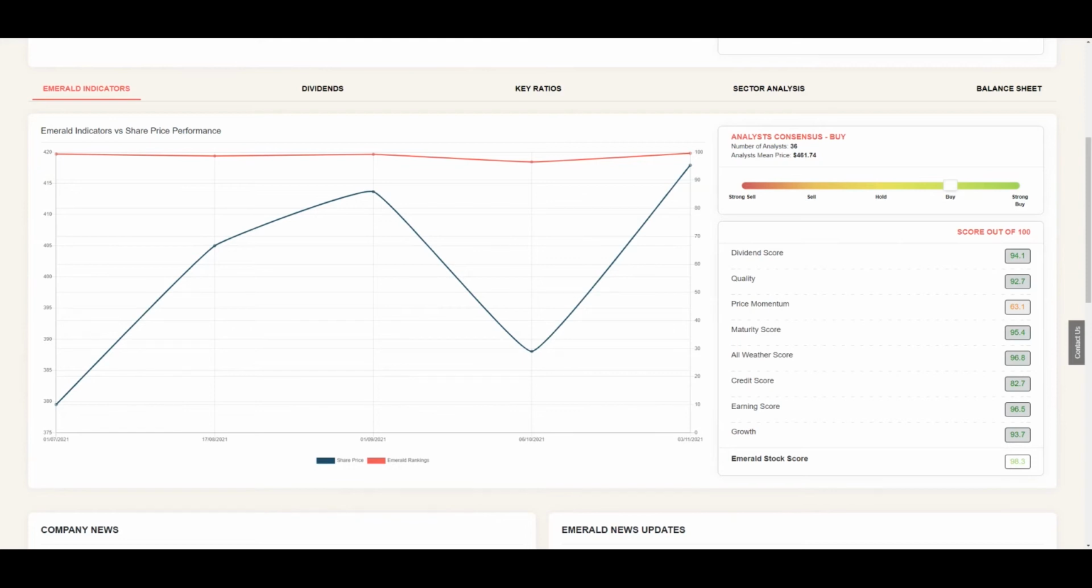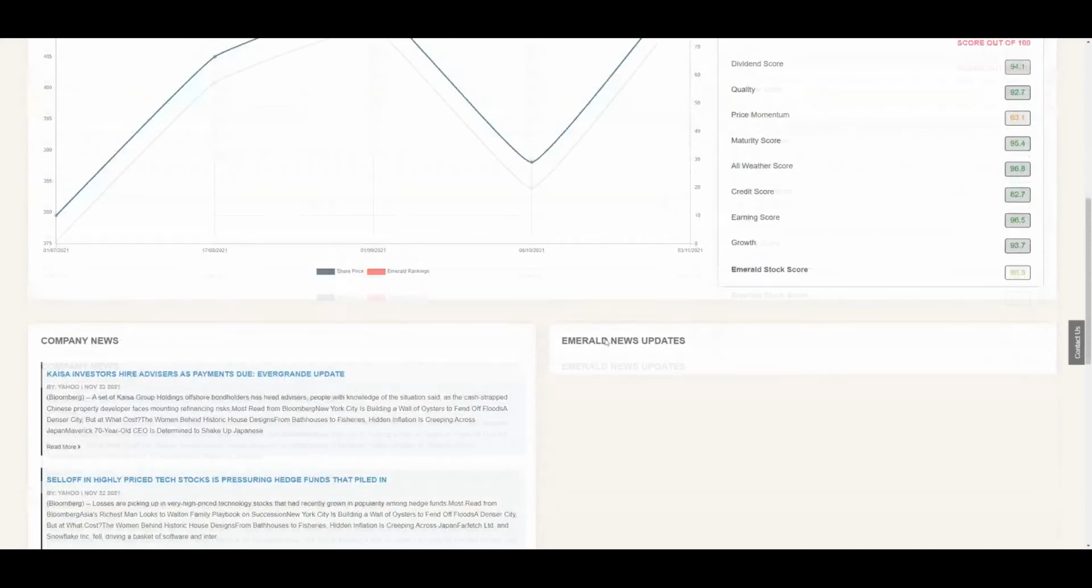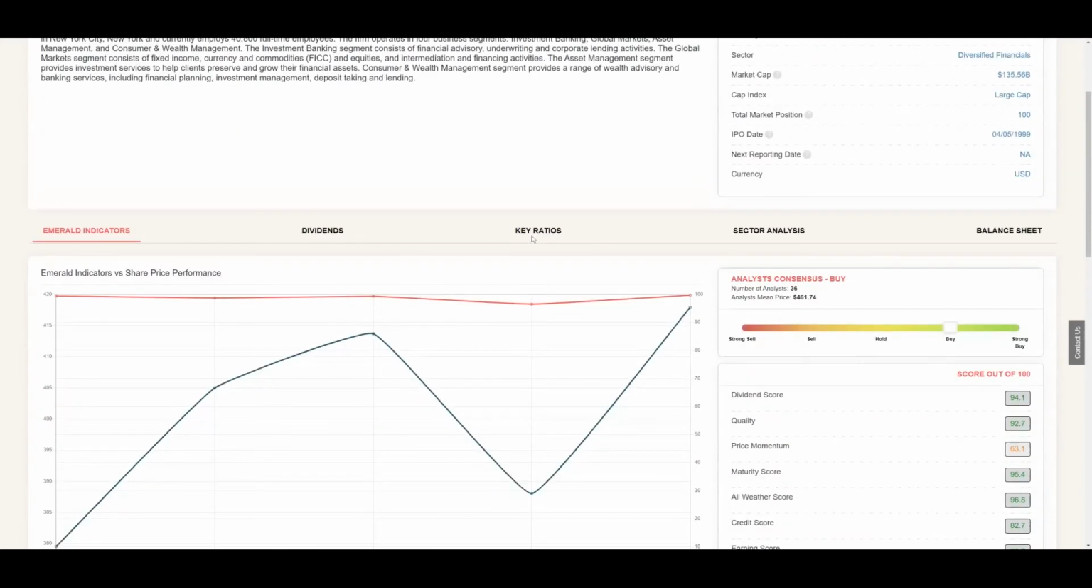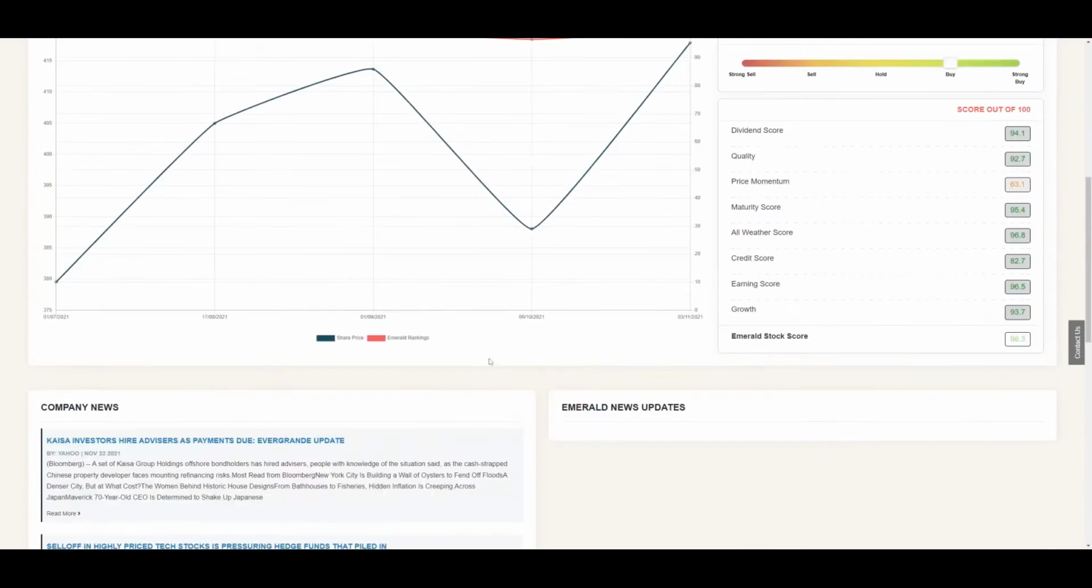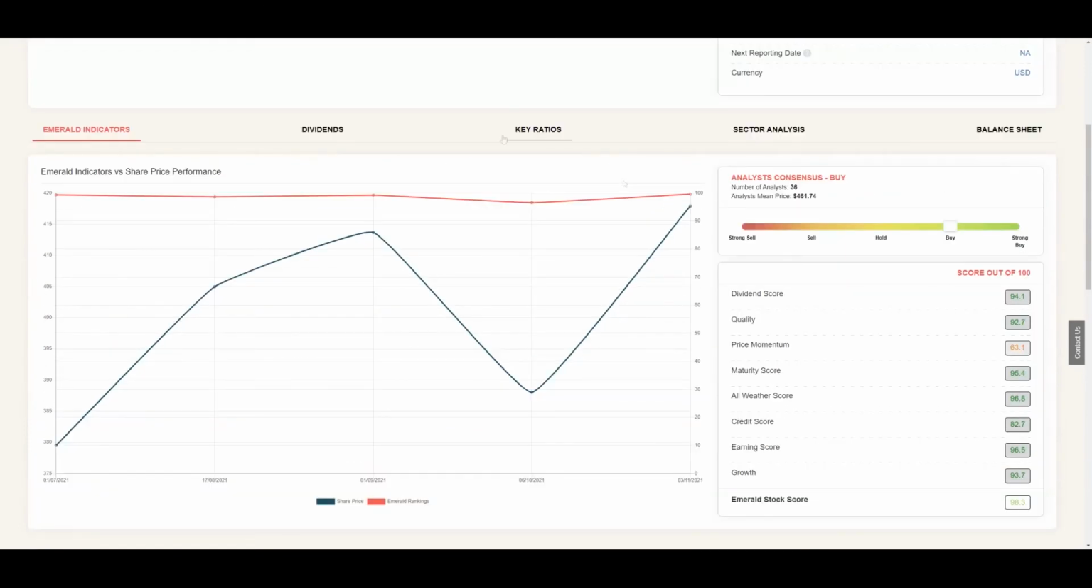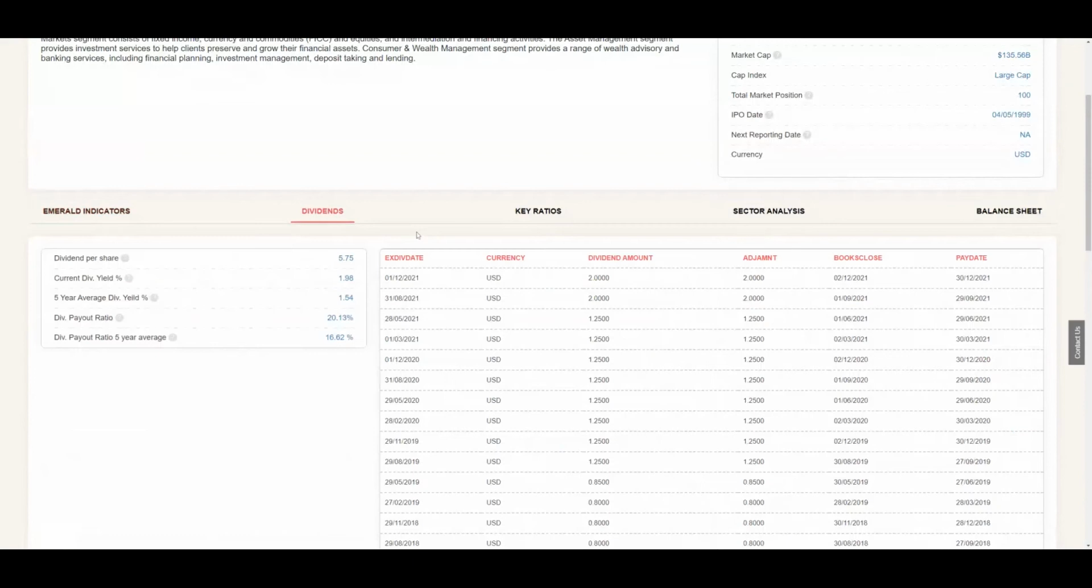All right. We also have the company news, and so far we do not have an Emerald News update for Goldman Sachs, but as we do more writing ourselves on the US businesses, they will appear there. We've got comprehensive dividend histories for US and Australian listed businesses.